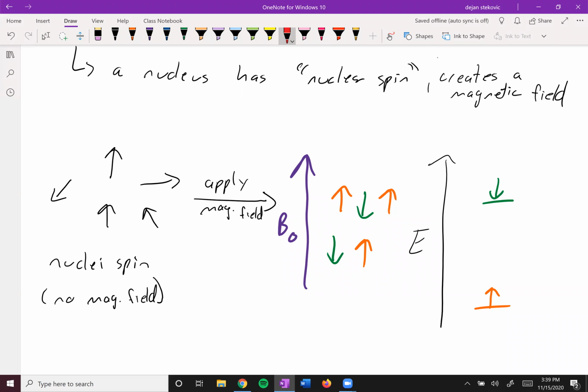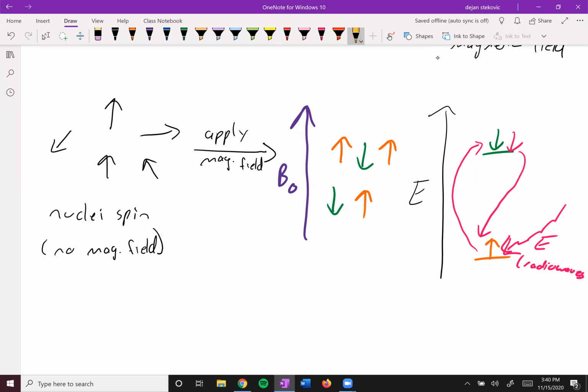And so now we've got this energy gap. So something we can do is we can shoot energy at it in the form of radio waves, right? And if we get the correct amount of energy corresponding to this gap, our nuclei will go up into the spin up state or spin down state. And then after that, it'll relax back down. And when it relaxes back down, it's going to release some amount of energy. And that's what we measure.